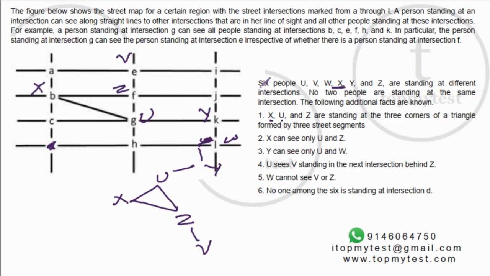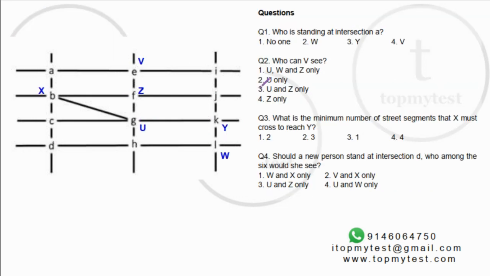Let's go to the questions and try to solve them. I've fitted this nicely. There is nobody at D. Who is standing at intersection A? At intersection A, there is nobody. Option 1. Who can V see? V can see Z and U. Option 3.